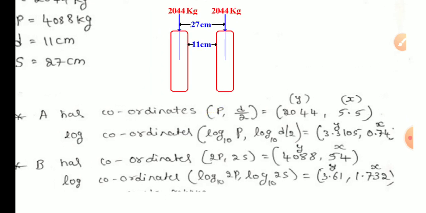The major problem is that for finding ESWL we have to use a log-log graph, but in your exam booklet a log-log graph is not there. Because of that, instead of a log-log graph, here we have to use a normal graph only. So whatever log values we get, we have to convert to normal graph values. That is the main part.